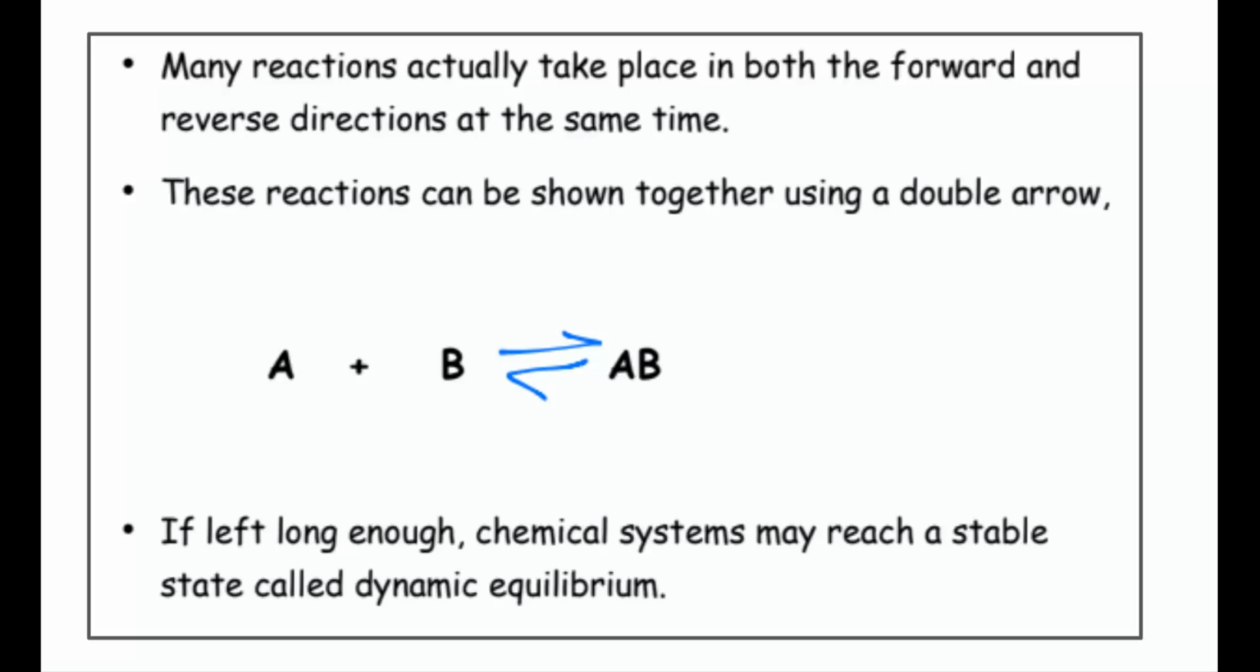Now, the reality for a lot of reactions is that they actually take place in both the forward and reverse direction at the same time. So what that looks like is while some A plus B are being converted into AB, some of this AB is going in the reverse direction and going back into making A plus B. If the reaction is going to occur in the reverse direction at the same time, we use an arrow that looks like this. It's a double arrow.